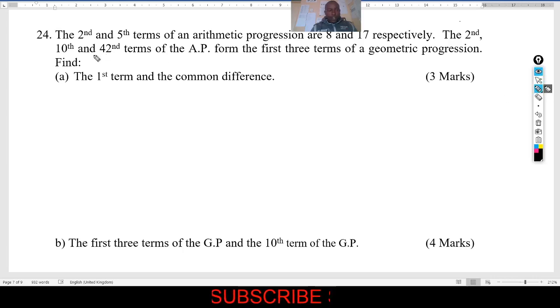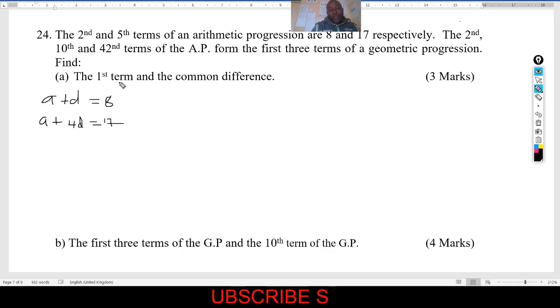So you are told that the second term of an AP is A plus D. So the second term equals 8. And the fifth we are told is 17. And the fifth is A plus 4D, which gives you 17. From there, you are told that the second, the 10th, and the 42nd terms of the AP form the first 3 terms of the geometrical progression.